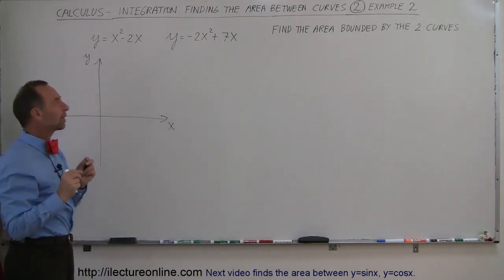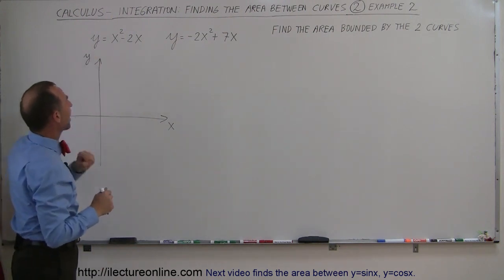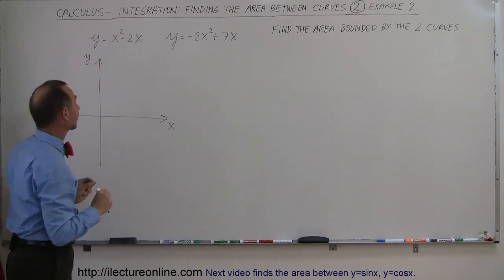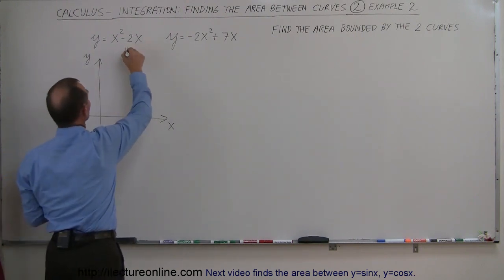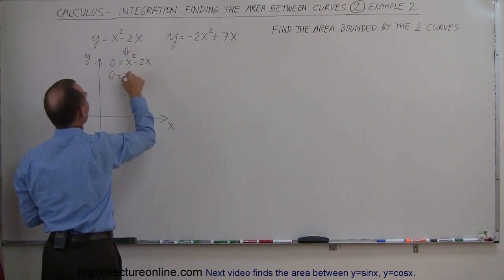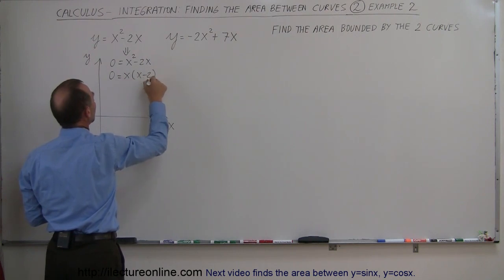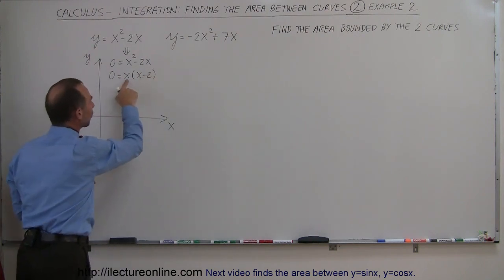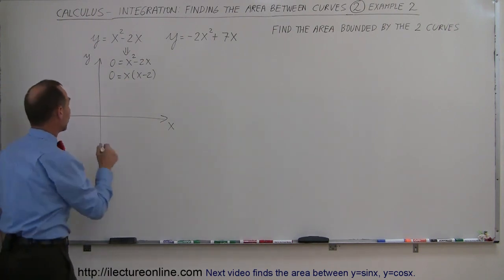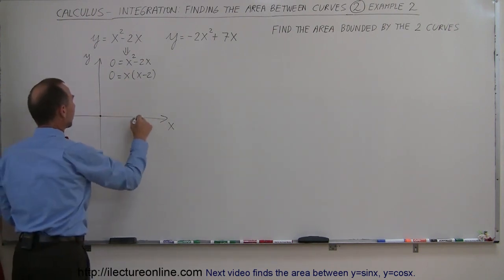The best way to figure out what that looks like is to quickly factor this and set it equal to 0, because that's where we cross the x-axis. So if we write it as 0 is equal to x squared minus 2x, and then we factor out x, so we have 0 is equal to x times x minus 2, you can see that it crosses the origin at x equals 0, and it crosses the x-axis at x equals 2. So there's a point where it crosses. This is 1 and this is 2.